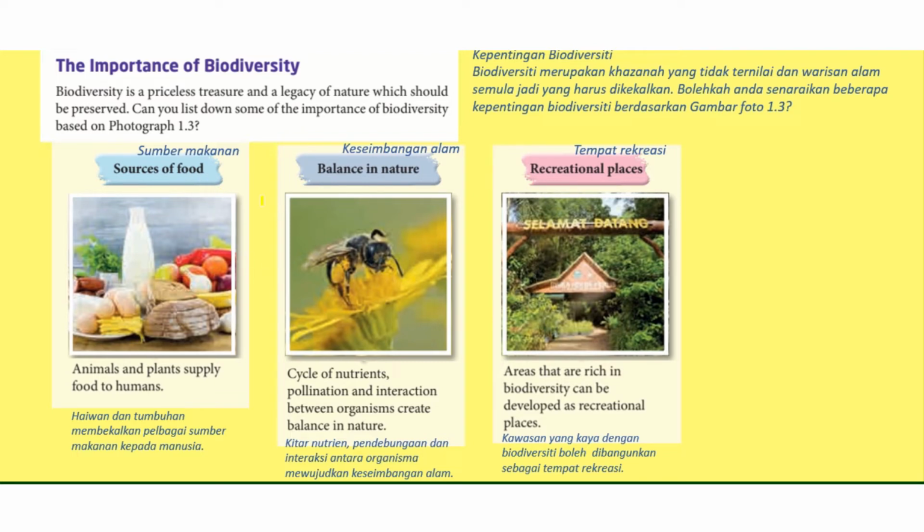The first one, as sources of food. Animals and plants supply food to humans.